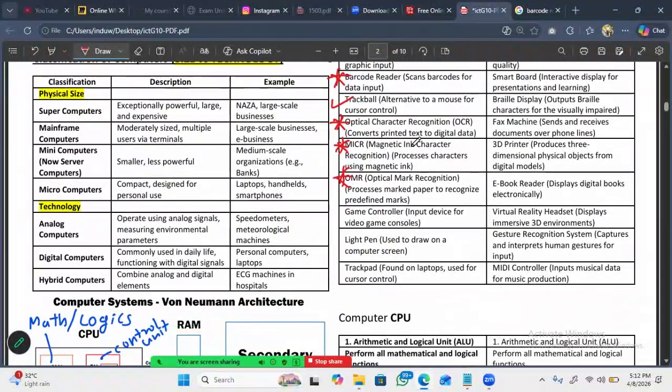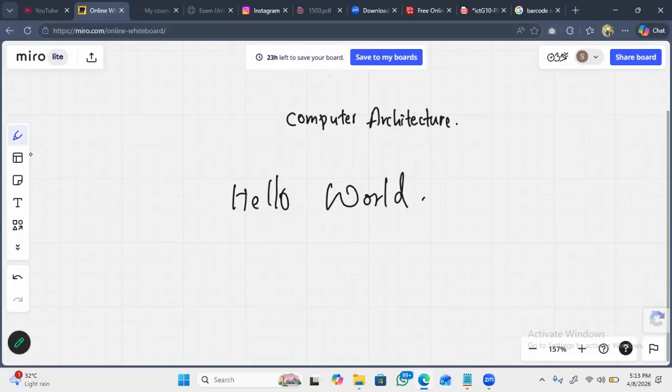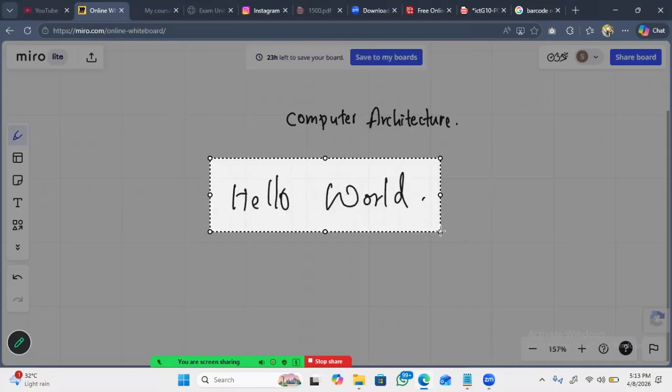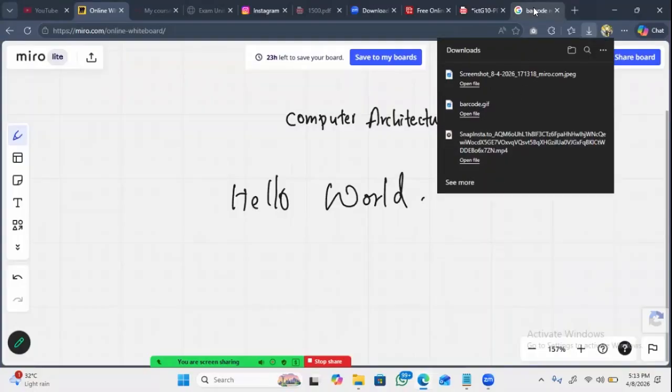OCR, kids, is useful. Why? It can read anything from an image. I can show you. For example, I will write something here: Hello world. And I will take a screenshot and save it as an image. Right? I took a screenshot. I save it. I have my screenshot.